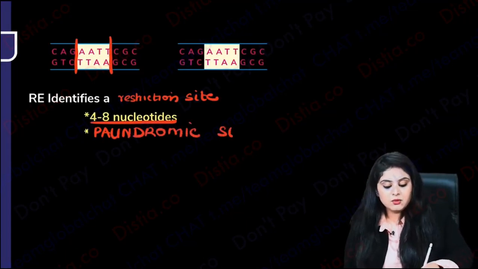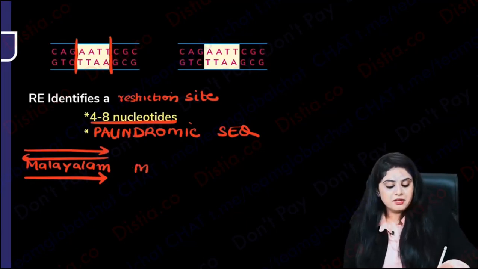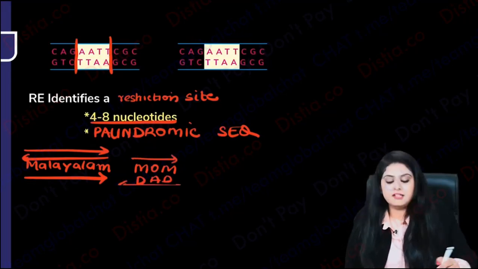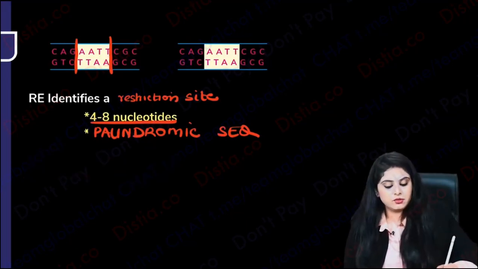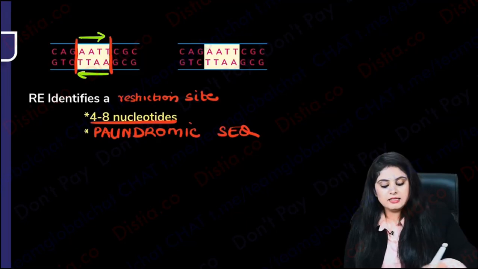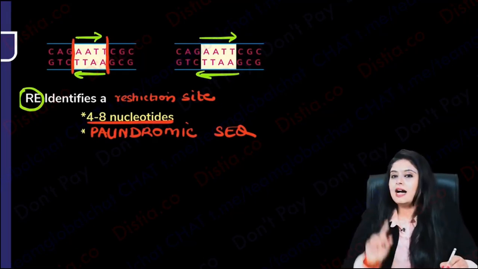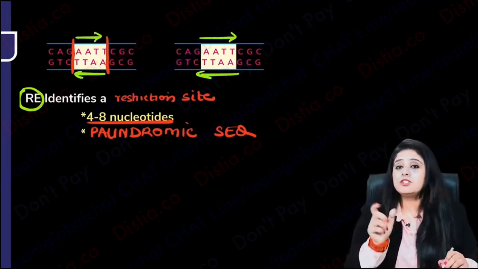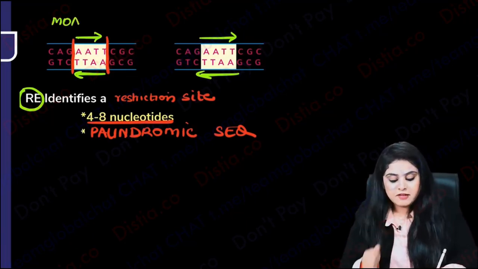Guys, what is a palindrome? If you have Malayalam, if you read it from left to right or right to left, it sounds the same. In simpler words, mom, dad, if you read them from left to right or right to left, they are the same. So those are palindromes. So this may be AATT, AATT. If you read them from left to right like this, they are the same. So this enzyme says, I will find that sequence in the bacteria which has palindromes, the same left to right and right to left, and that is where I'll go and hit. That is the mechanism of action. That is the function that it has.